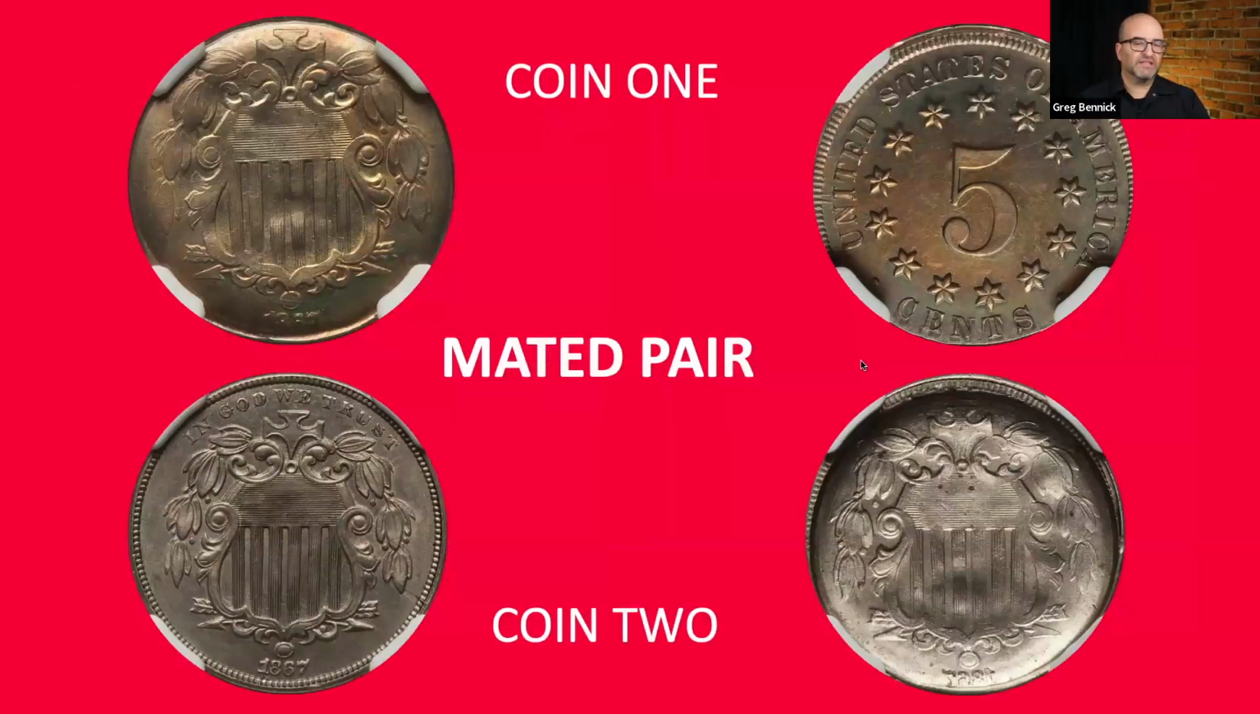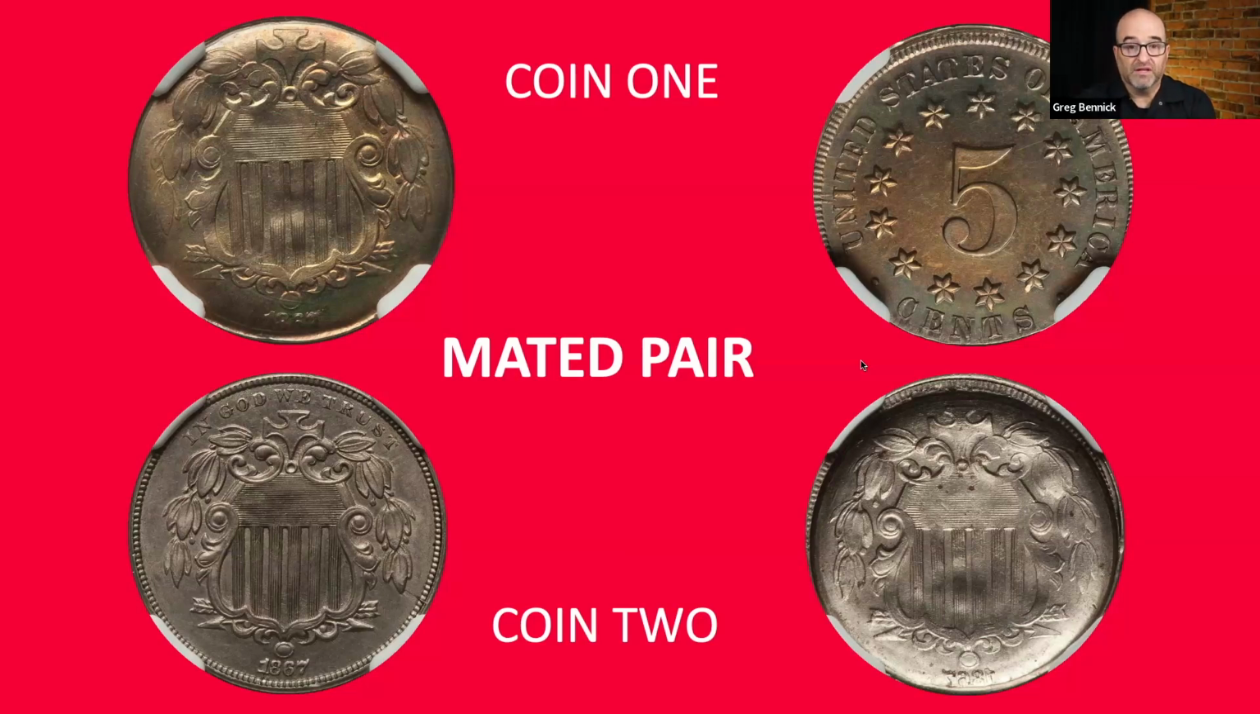And then this is the last example that I have to show you, and then we'll call it good. This is a really interesting story. This got written up in Numismatic News. It's a discovery mated pair that I discovered purchasing it in an auction a couple years ago.